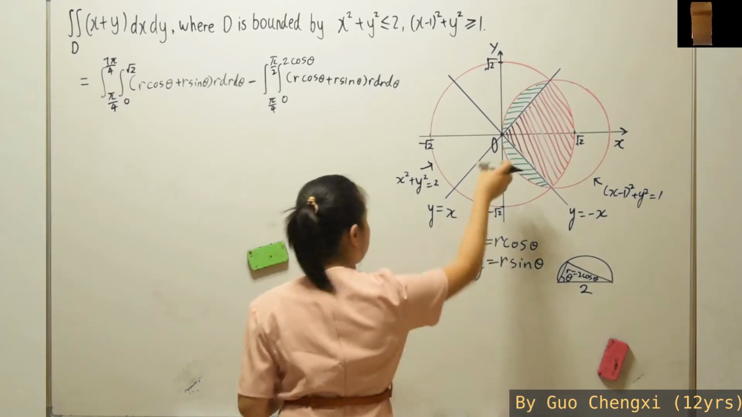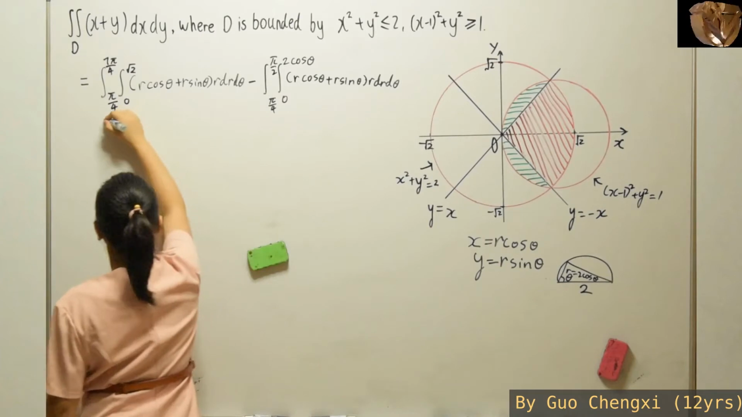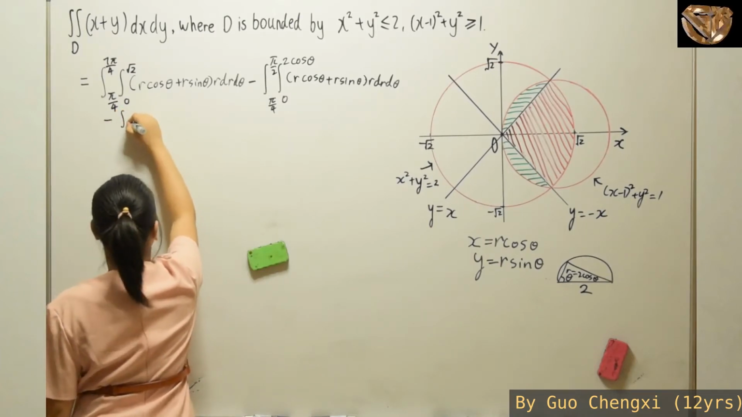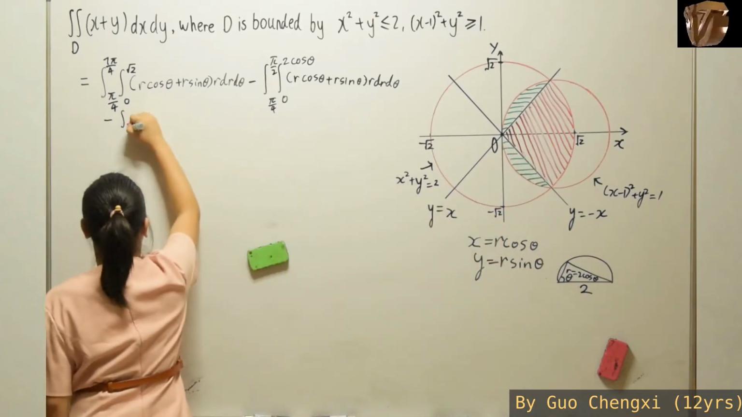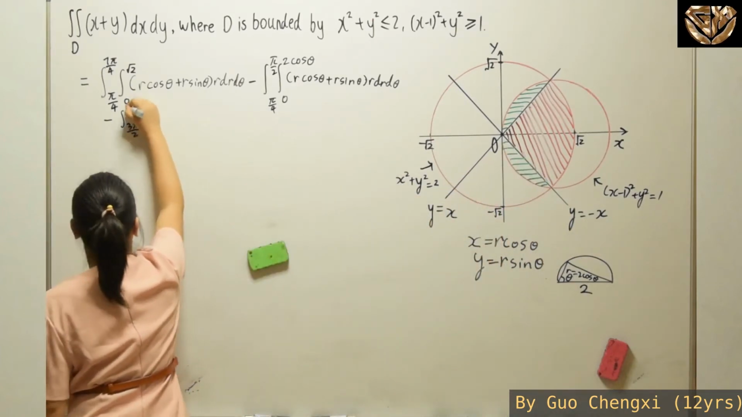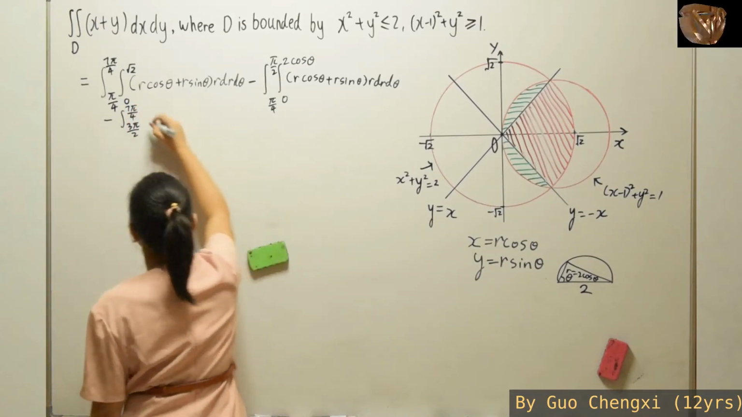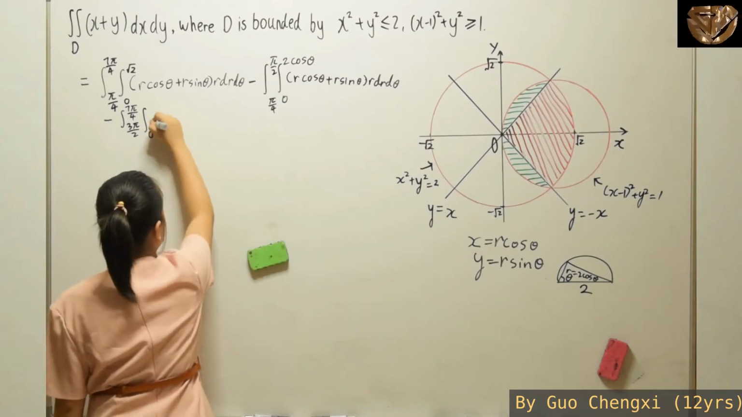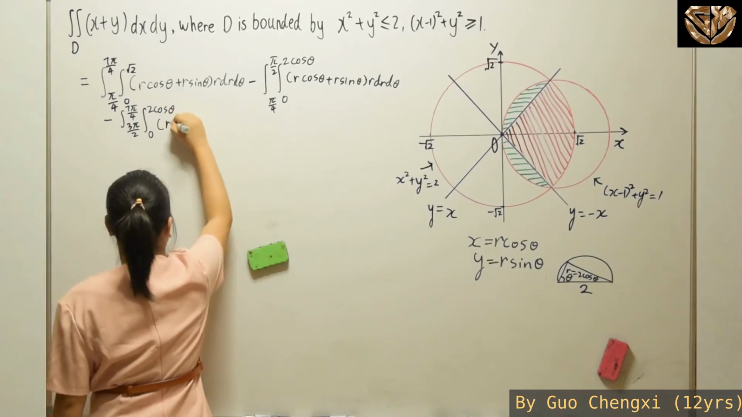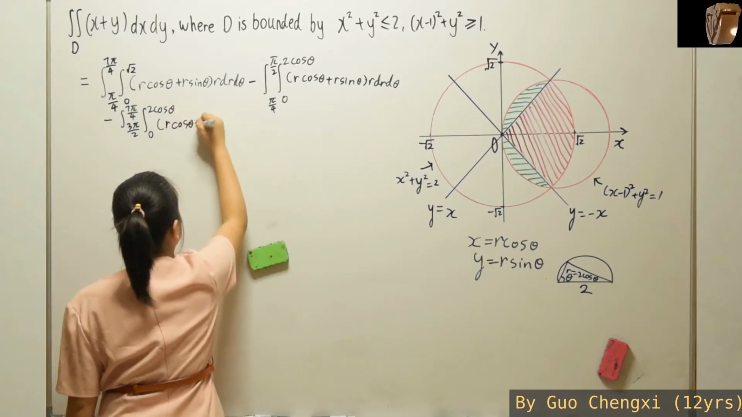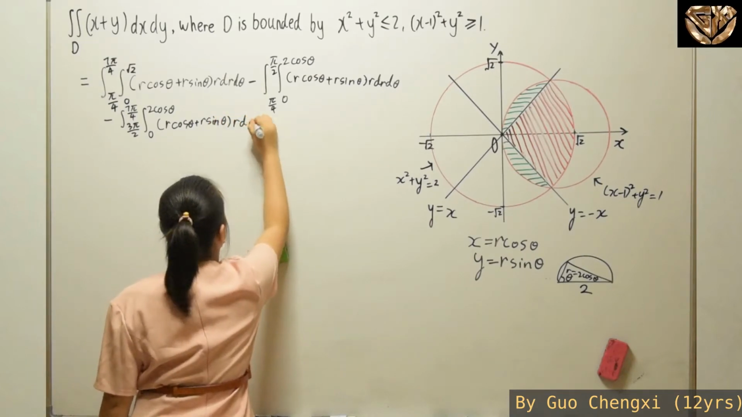While over here, for the below part, it's going to be from here to here instead, so it will become 3 pi over 2 to 7 pi over 4 instead. Now that we have this part, the other boundary is going to be from 0 to 2 cosine theta again, whereas we're going to have r cosine theta plus r sine theta, r d theta.